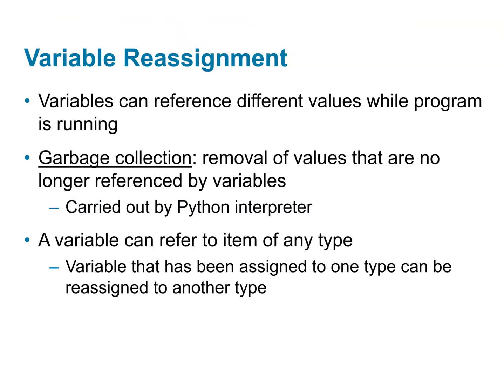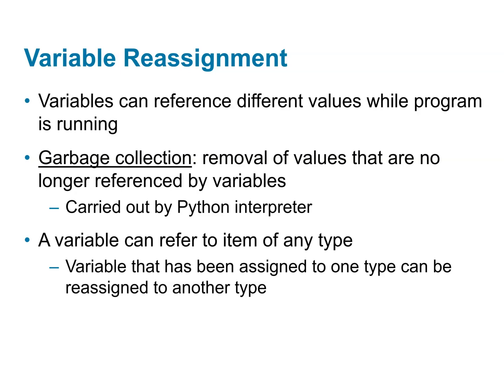Variable reassignment. Variables can reference different values while a program is running, and you can replace the values. It is okay to say x equals x plus 1, which will take the prior value of x, add 1 to it, and store it in x. So if x equals 5 and you say x equals x plus 1, it will take the current value, 5, add 1 to it to get 6, and store it. Garbage collection is removal of variables that are no longer referenced, and that's carried out automatically. You don't have to worry about it.